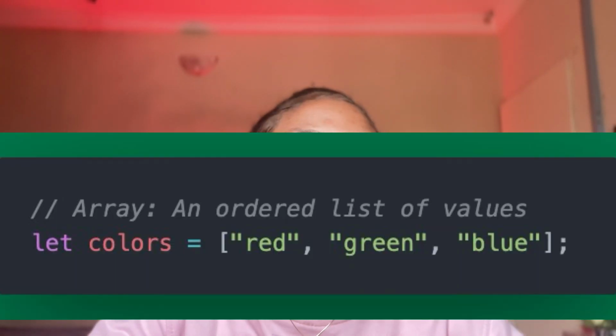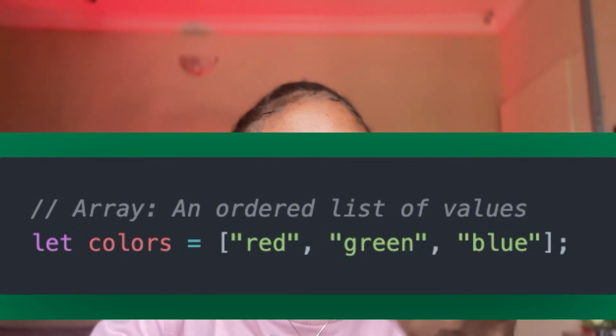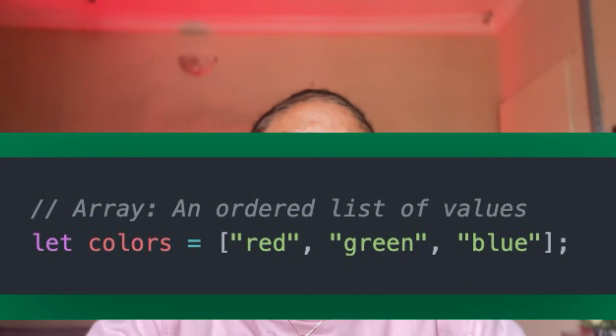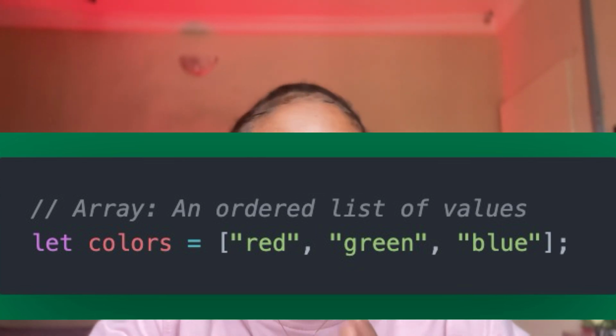And then we have arrays. They are all considered objects, but we have arrays. An array is an ordered list of values. For example, we have let colors equals red, green, blue. Both objects and arrays are very incredible data types that you will be using a lot. You'll be needing them a lot.